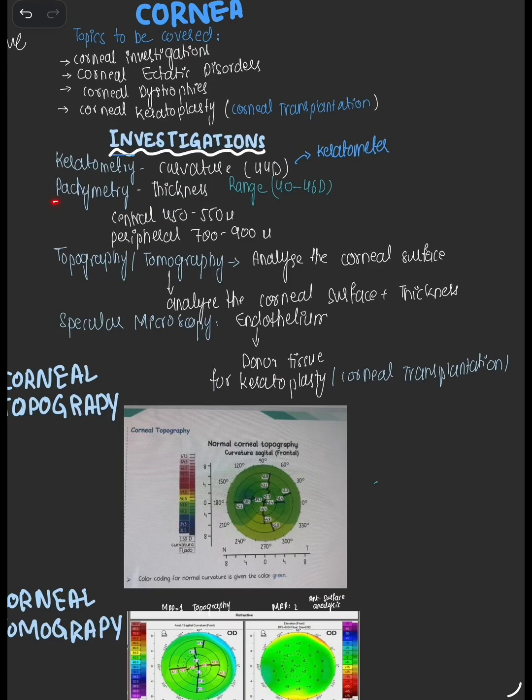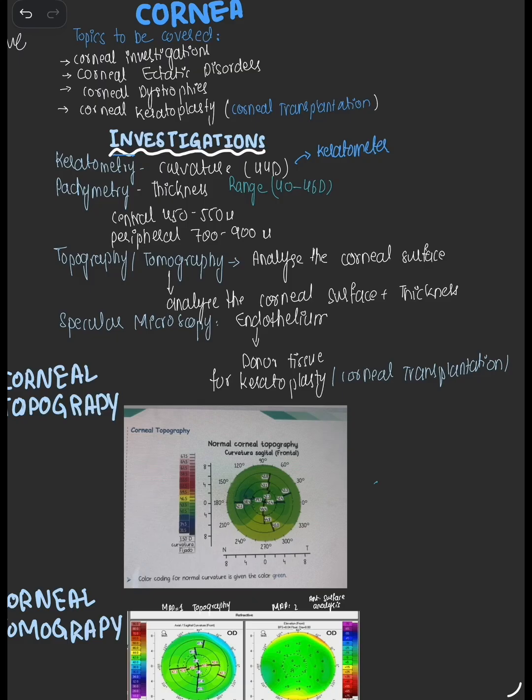The second investigation of choice is the pachymetry. It is to determine the thickness of the cornea. As I told you earlier, the central part has a thickness of 450 to 550 microns, and the peripheral part has a thickness of 700 to 900. So pachymetry is done to determine the thickness of the cornea.